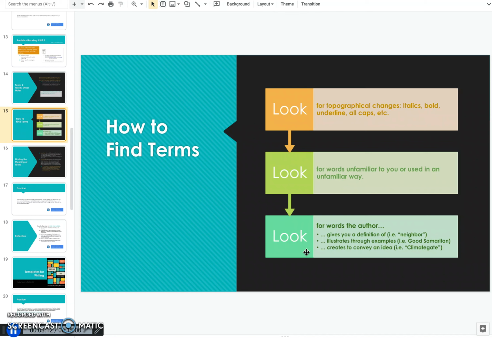Last, you can look for words the author gives you a definition of. That's always very helpful when they do that. They may also give you these definitions by illustrating through examples. Okay, so if an author pauses to give you an example of what they mean, chances are they're using a term there that they want you to pick up on. Lastly, look for words where the author creates a word to convey an idea. Like the word climategate kind of comes from climate and then Watergate, a scandal. So you put them together and you have climategate.